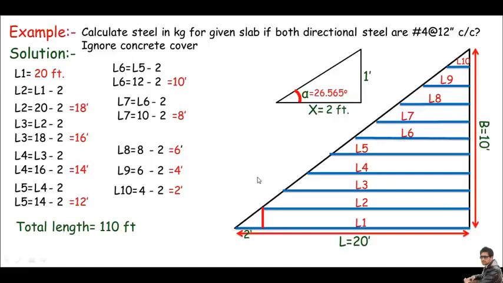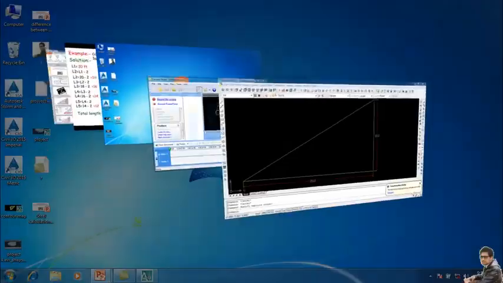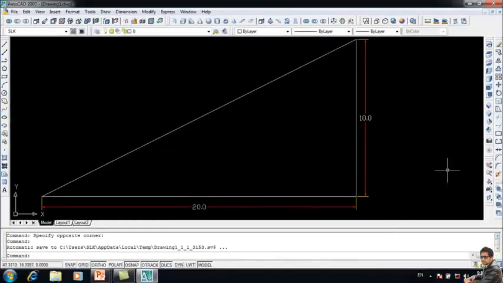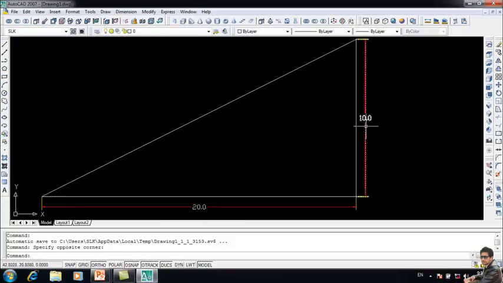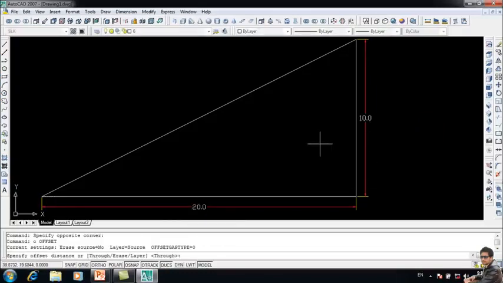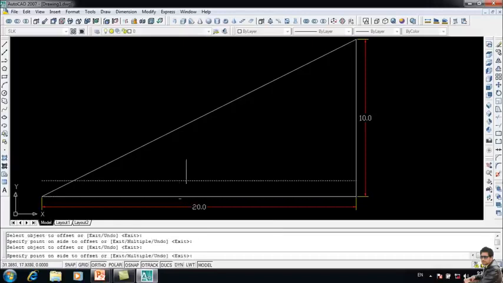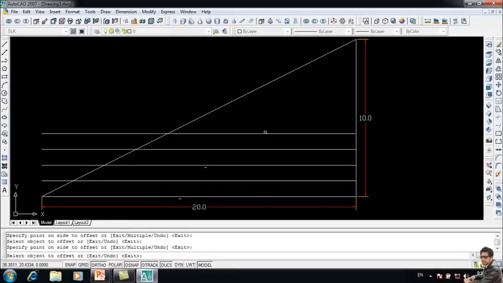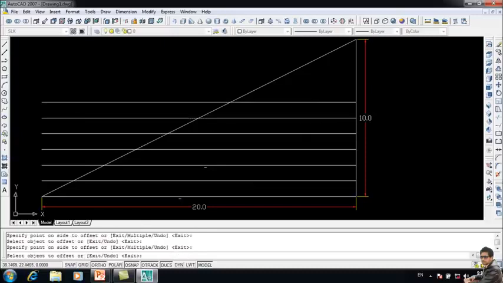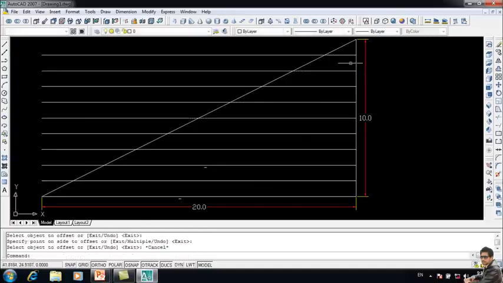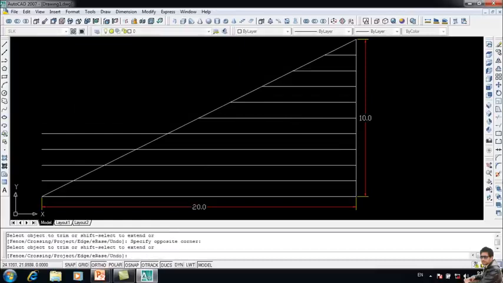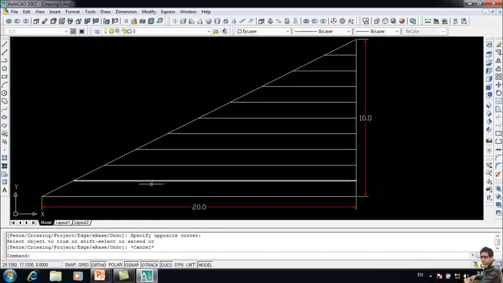Actually, if you are a CAD user, you can do this so quickly, right? Let me jump a little in time. I've drawn this over here, 20 and 10. Let me take multiple offsets from this, and the offset value is of course 1 foot, right? And I'm taking these like in this plan. What do you say? Does it make sense? Yeah, of course. And let me trim these for a little time.